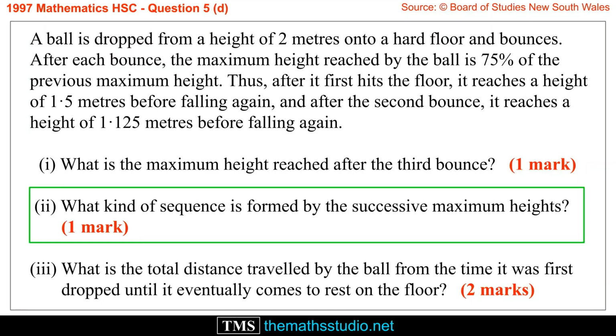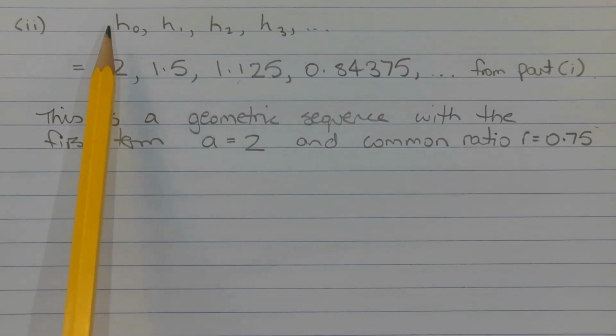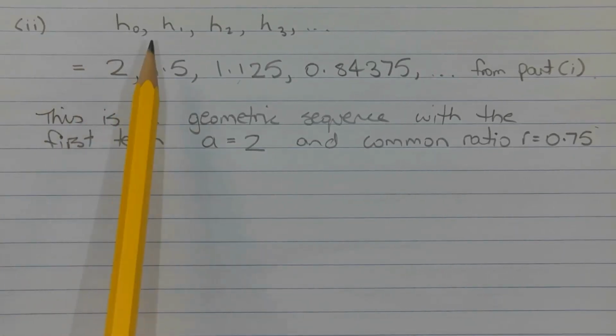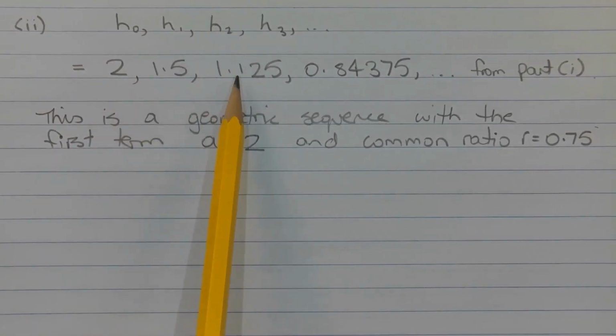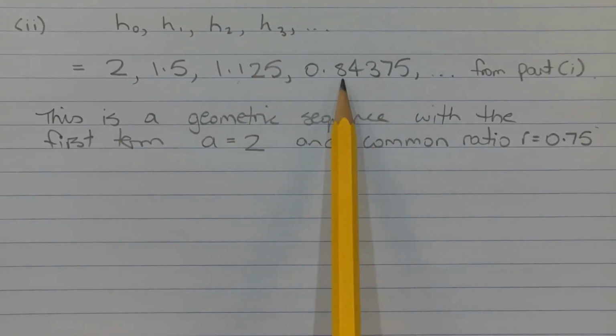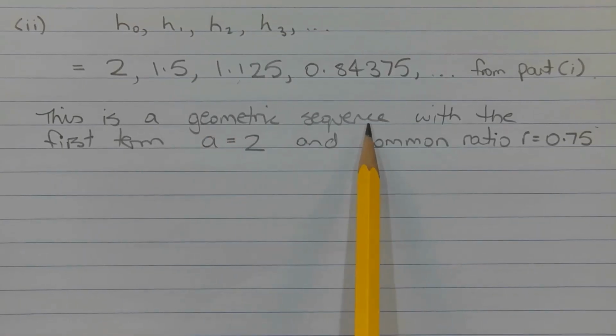Part 2. What kind of sequence is formed by the successive maximum heights? The sequence is h0, h1, h2, h3, and so on. Now from part 1, h0 is 2, h1 is 1.5, h2 is 1.125, h3 is 0.84375. To get the next term, we multiply the previous term by 75% or 0.75. So this is a geometric sequence with the first term a equal to 2 and a common ratio r equal to 0.75.